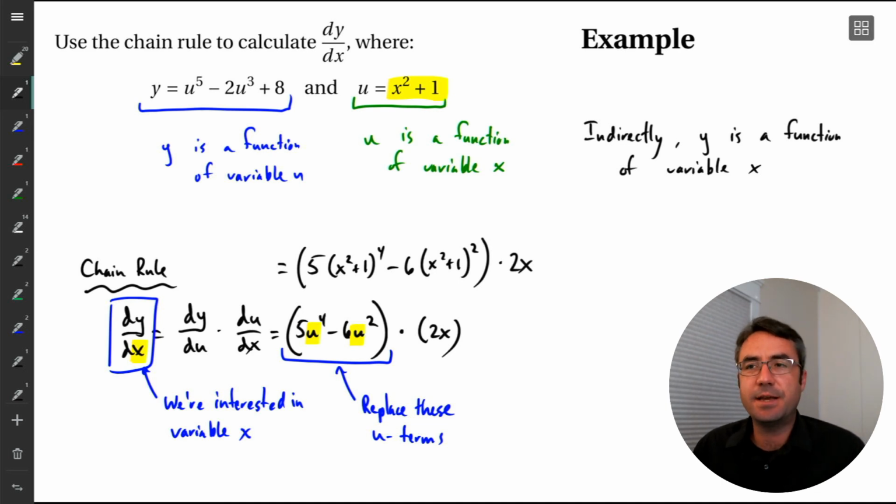And so this is just another situation where we might need to use chain rule, where we're presented with two apparently different functions, but it turns out one of the functions is indirectly a function of the other variable. So what we're seeing here is y is a function of u, but then u is a function of x. So indirectly, y can also be thought of as a function of x.